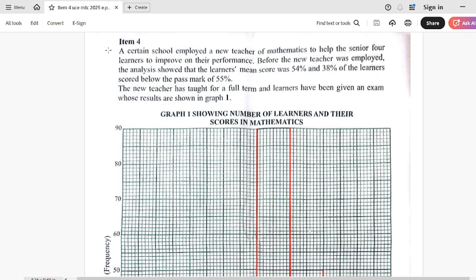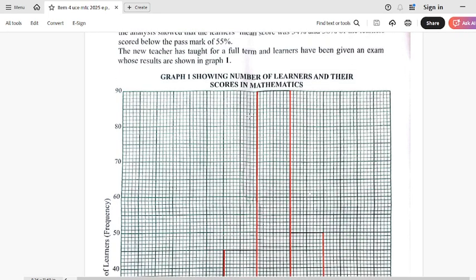We are beginning with item number 4 exactly, UNEB this year 2025, which our friends have just done. It said that a certain school employed a new teacher of mathematics to help the senior 4 learners improve on their performance. Before the new teacher was employed, the analysis showed that the learners' mean score was 54%, and 38% of the learners scored below the pass mark of 55%. The new teacher has taught for a full term, and learners have been given an exam whose results are shown in graph 1. Now, this is our graph 1.